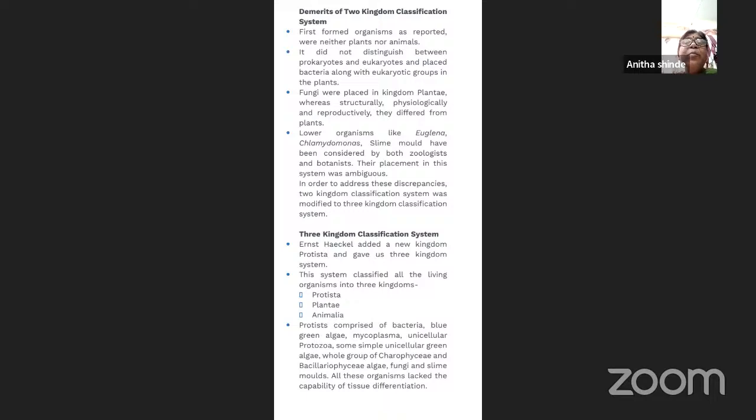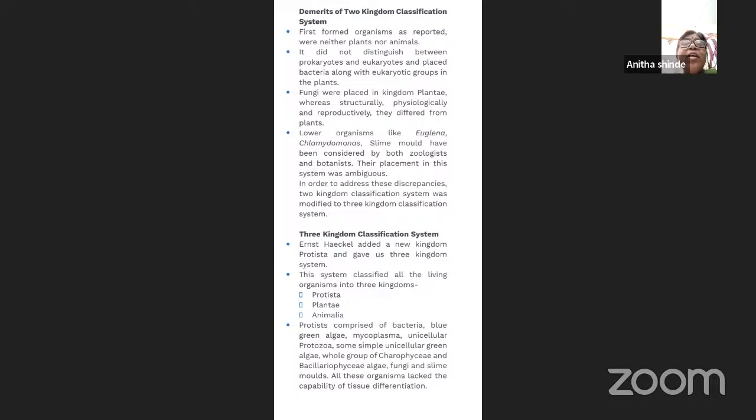So there is no distinguishing between the prokaryotes as well as the eukaryotes. Bacteria come under prokaryotes, whereas eukaryotes come under eukaryotes. You have plants as well as animals. So that is why he did not distinguish between the prokaryotes and eukaryotes and placed the bacteria along with eukaryotes. So this was not accepted.